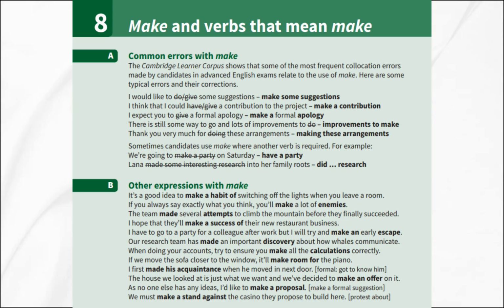For example, many learners say do suggestions or give suggestions, but the correct form is actually make some suggestions. Similarly, people often write have a contribution or give a contribution when they should say make a contribution to a project. Another common error is saying give a formal apology instead of the correct make a formal apology. We also see mistakes like do improvements, but the right phrase is make improvements. And thank you notes sometimes say doing these arrangements, but the correct version is making these arrangements.